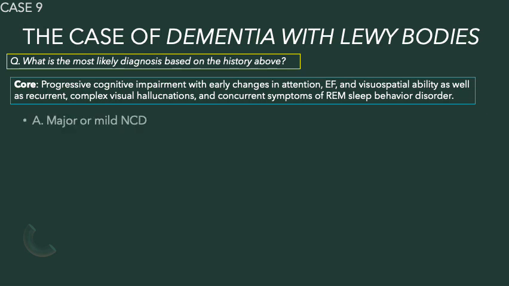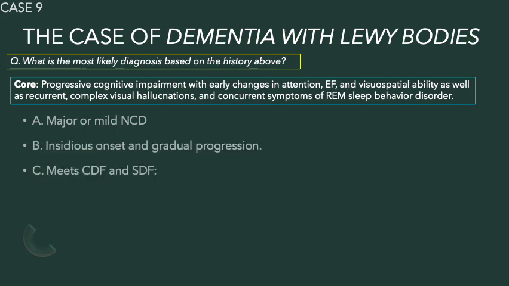Criteria are major or mild neurocognitive disorder, insidious onset and gradual progression. They meet the core diagnostic features and supportive diagnostic features. Probable dementia with Lewy bodies means that there are two core diagnostic features or one core diagnostic feature and one supportive diagnostic feature, whereas possible dementia with Lewy bodies means that there is one core diagnostic feature or one supportive diagnostic feature.